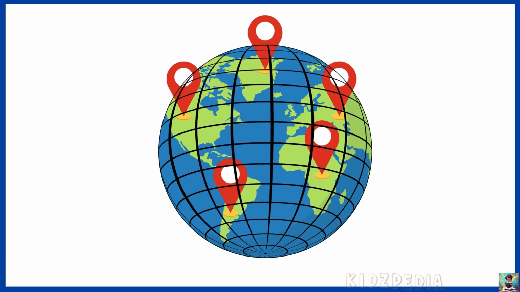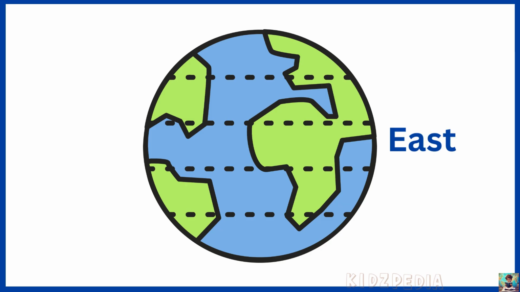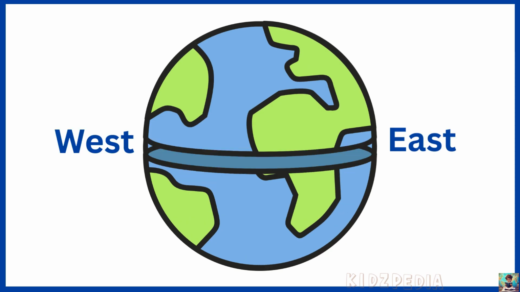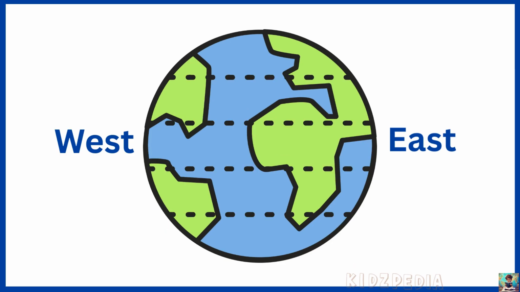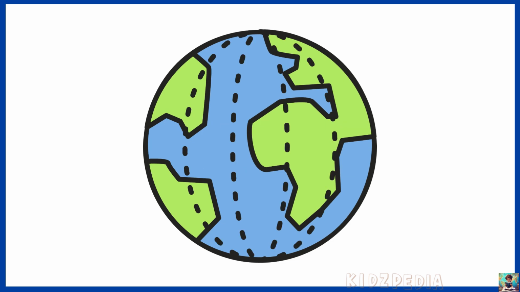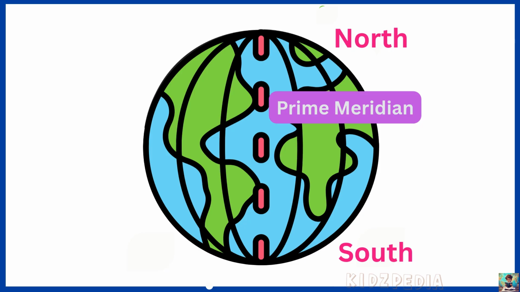What are latitudes? These are imaginary lines that run east to west, side to side. They are parallel to the equator, which is the middle line around the Earth. Latitudes tell us how far north or south a place is from the equator. What are longitudes? These are imaginary lines that run north to south, top to bottom. They go from the north pole to the south pole. Longitudes tell us how far east or west a place is from the prime meridian, that is 0 degree longitude.